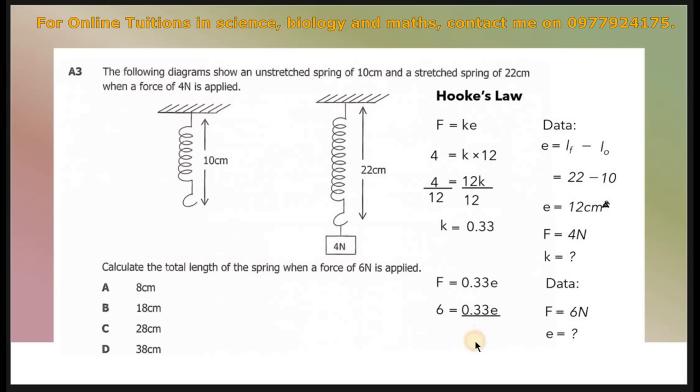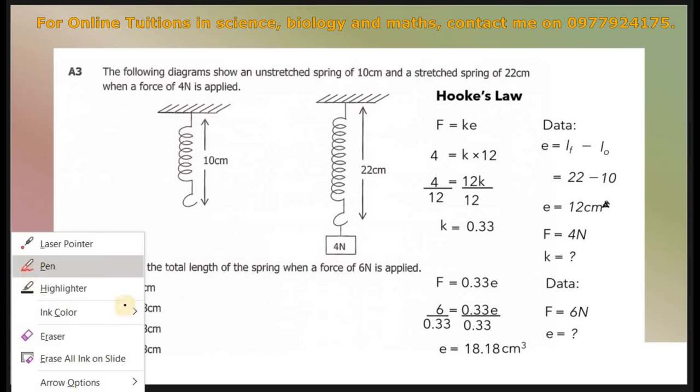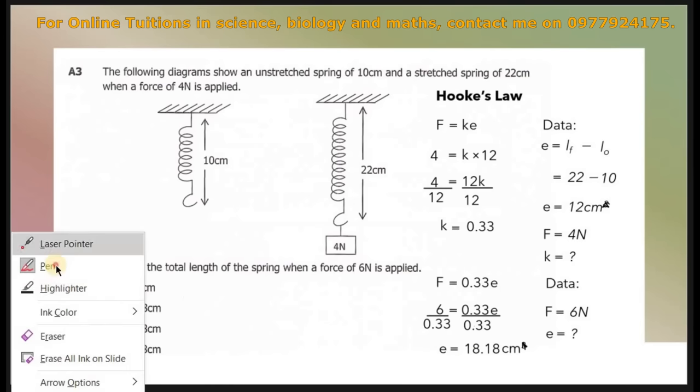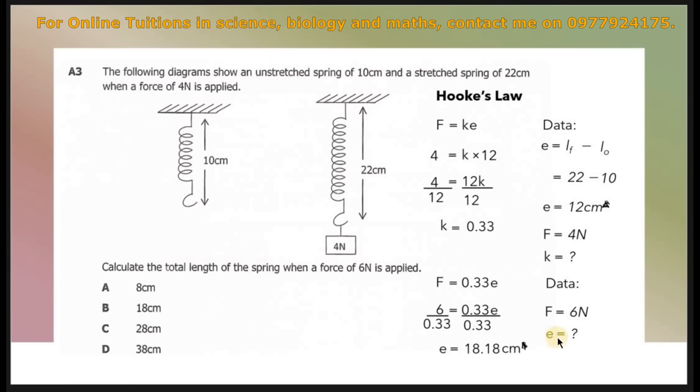So you divide by 0.33 on both sides, so that when you cancel, you have E is equal to 18.18. There is an error here as well that was transmitted, so you get rid of it. Remember, this is just the extension. If this force is applied, the spring extends by that much.